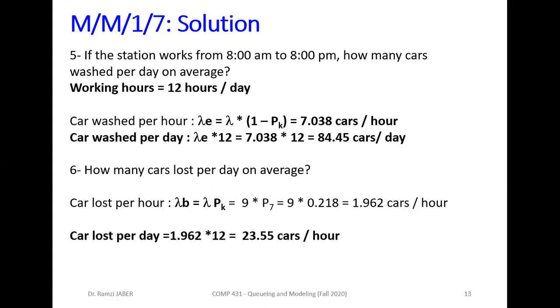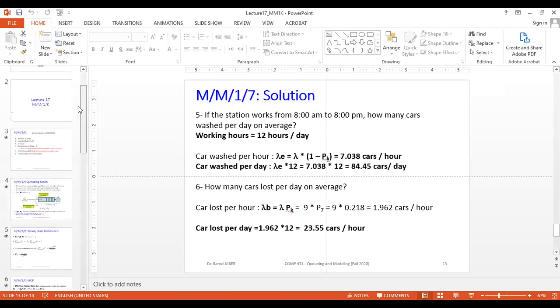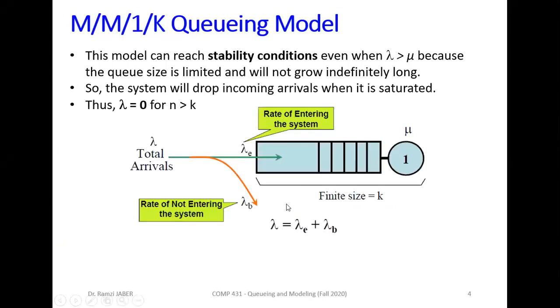So, in this model, I will make a fast summary. In this model, we have M/M/1/K, we have lambda E, cars or customers that can enter the system, with finite K size. We have M/M/1, so 1 customer inside the server and K minus 1 inside the queue. So here we have lambda bigger than mu.